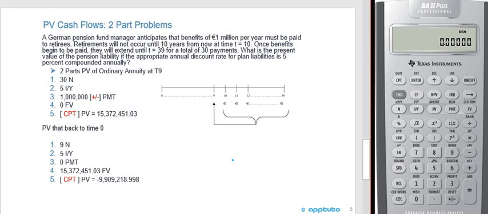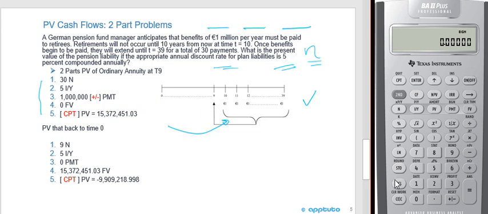So this is just another practice problem that's very similar, and it's dealing with an annuity as well. A German pension fund manager anticipates that benefits of 1 million euros per year must be paid to retirees, and retirements will not occur until 10 years from now, okay? 10 years from now, T10. Once benefits begin to be paid, they'll be paid until T equals 39, for 30 payments. So that's good. They're giving us the N equals 30 payments. What is the present value of the pension liability if the discount rate is 5% compounded annually? So again, we have to calculate the first part.